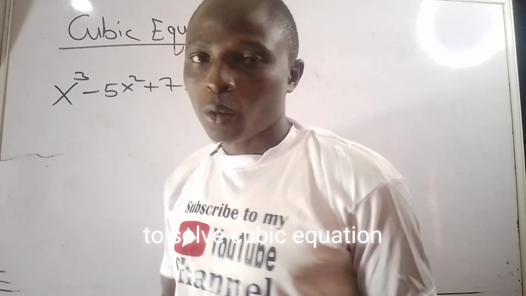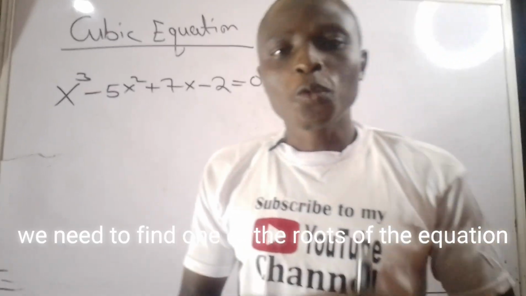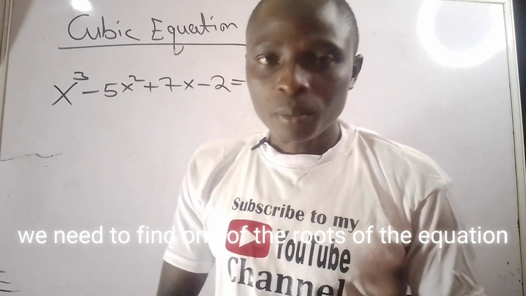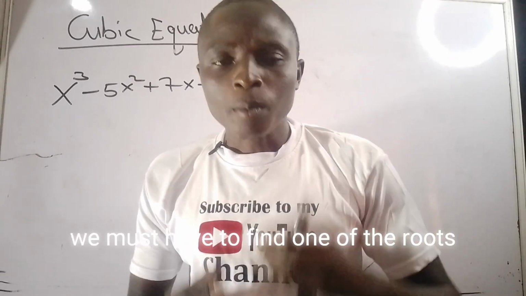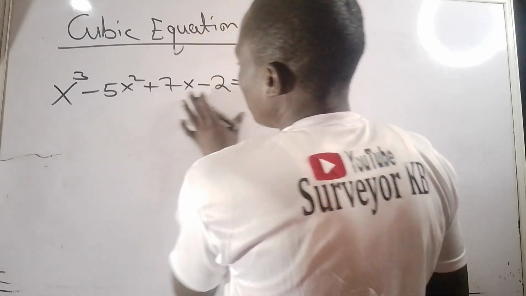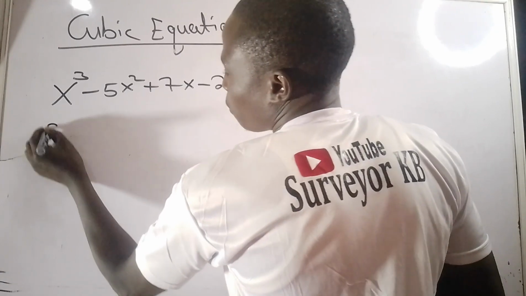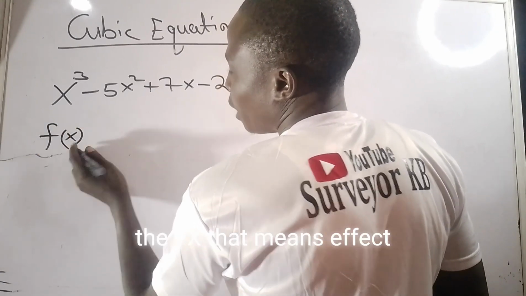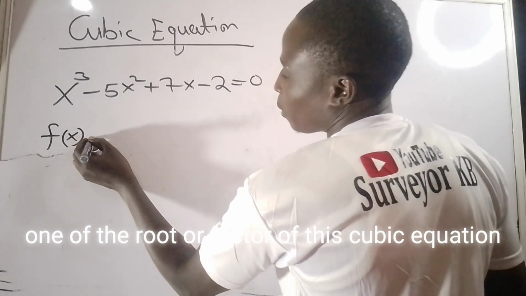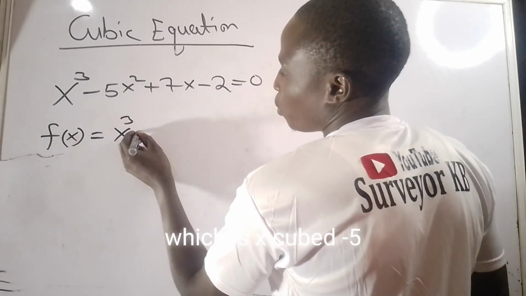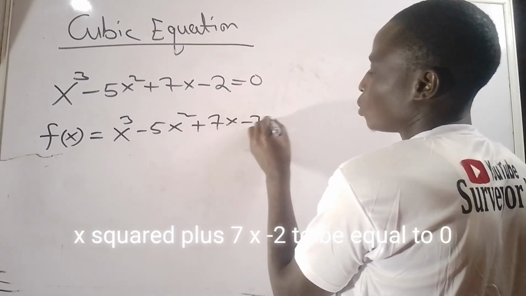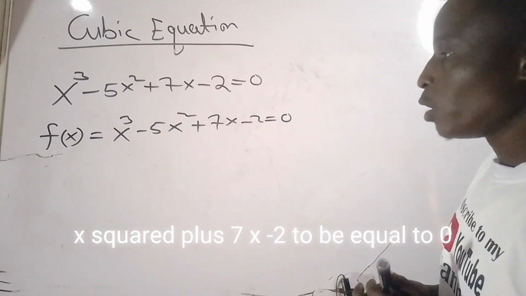To solve a cubic equation, we need to find one of the roots of the equation. Definitely, we must find one of the roots of that cubic equation. Let's find the f(x), that means the factor, one of the roots or factors of this cubic equation, which is x cubed minus 5x squared plus 7x minus 2 equals 0.